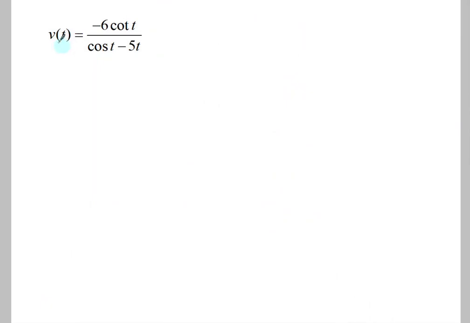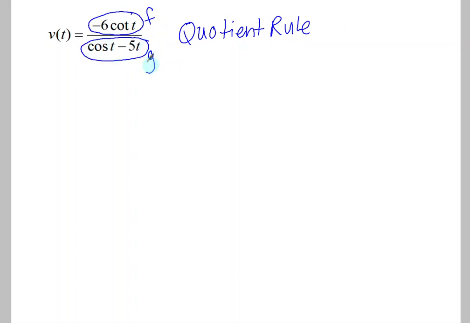Let's take the derivative of v of t, which equals negative 6 cotangent t divided by the quantity cosine t minus 5t. I notice I said divided by. There's no way I can simplify this, so I need to use the quotient rule. Remember the quotient rule? If I call the numerator f and the denominator g, it's g f prime, or low d high, minus high d low over low low, which makes g squared.